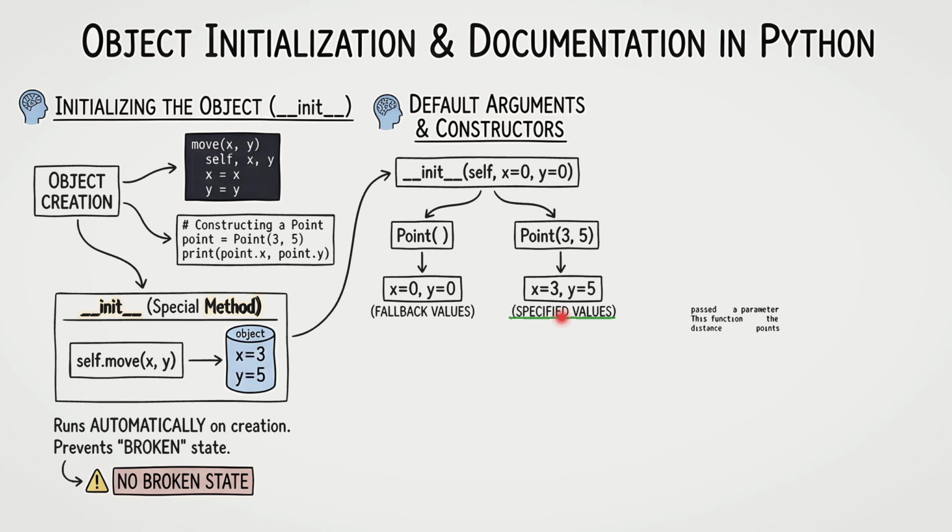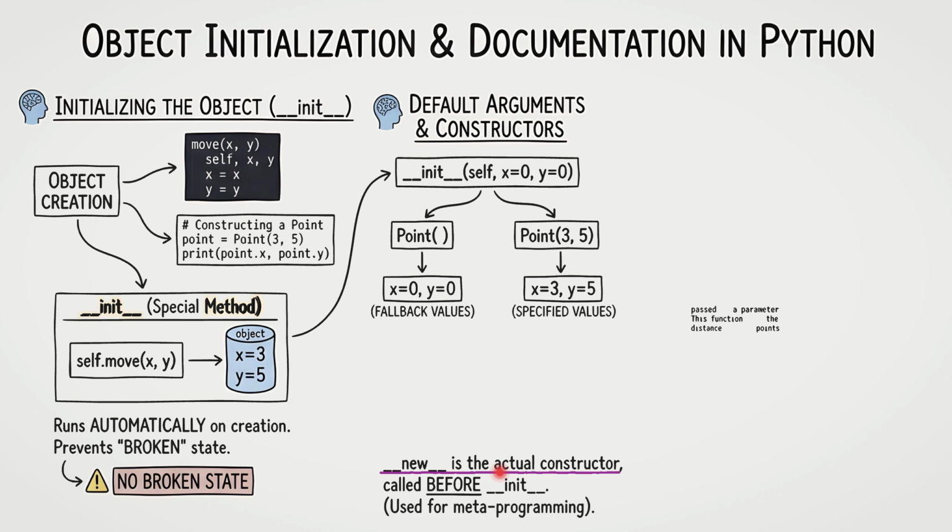Just a quick note down here at the bottom, you might hear about the __new__ method. While __init__ initializes the data, __new__ is the actual constructor that physically allocates the object in memory before __init__ even runs. It's mostly used for advanced metaprogramming, so for everyday code, __init__ is exactly what you need.